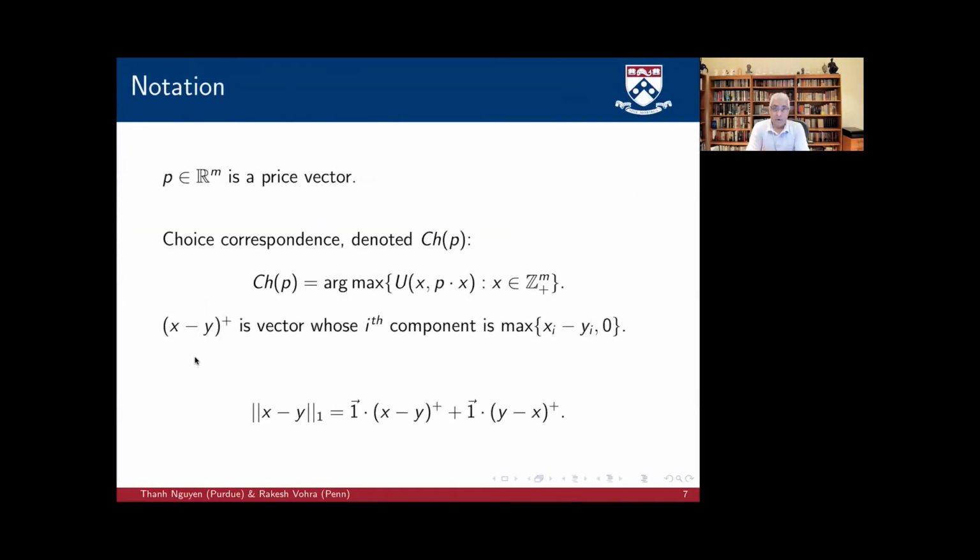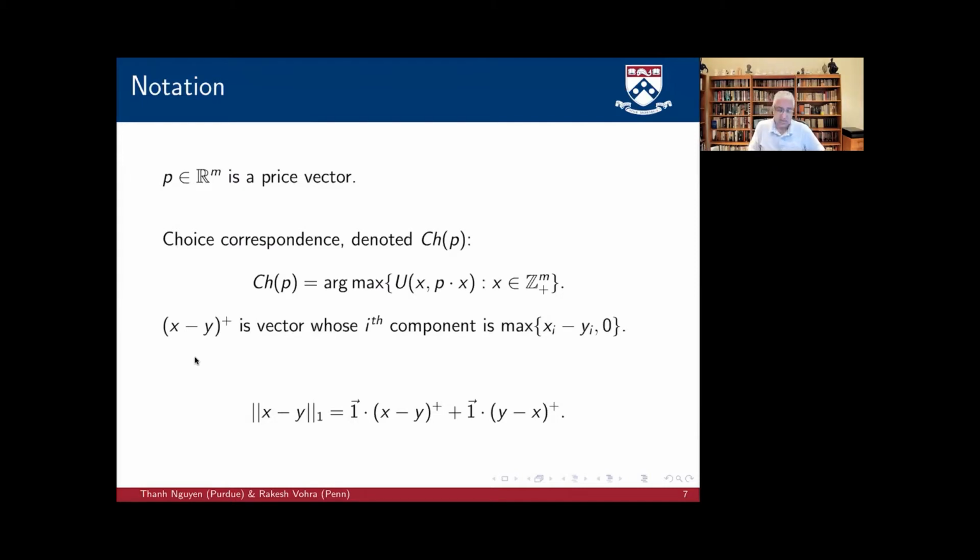There'll be a price vector, which is going to live in m-dimensional space, where m is the cardinality of the number of goods. And what is your choice correspondence at a price P? It is the set of bundles at price P that maximize your utility. And two more pieces of notation.